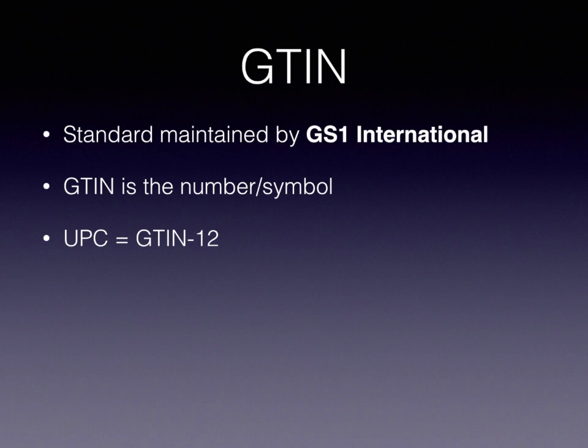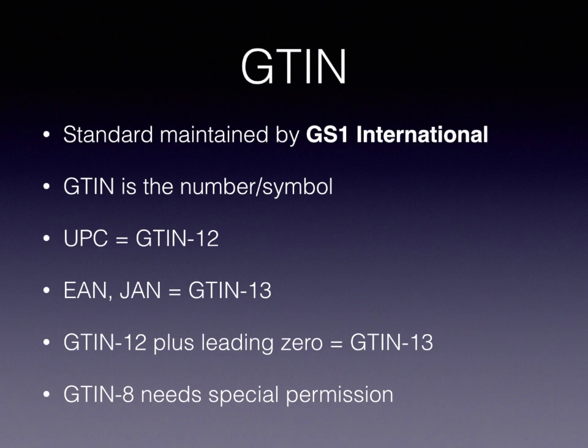The UPC became the GTIN-12 because it's got 12 digits. That's how you can tell it apart from others, like the EAN and the JAN. They're called GTIN-13 because they have 13 digits. And just by adding a 0 in front of a GTIN-12, you can convert it, so to speak, into a GTIN-13. And the GTIN-8, which you sometimes see, which is a shorter version, needs special permission. So as a company, if you want to use this, you have to tell GS1 that you have tried everything in your power. Still you won't be able to fit the GTIN-13. Okay, then you may use the GTIN-8.